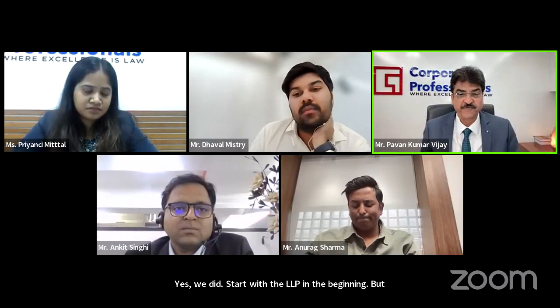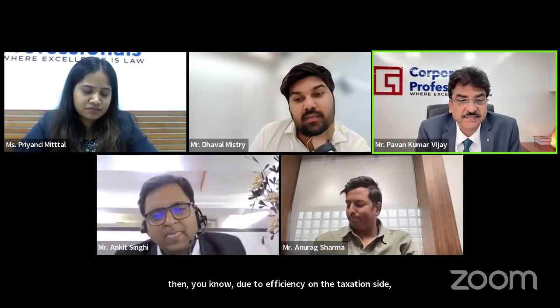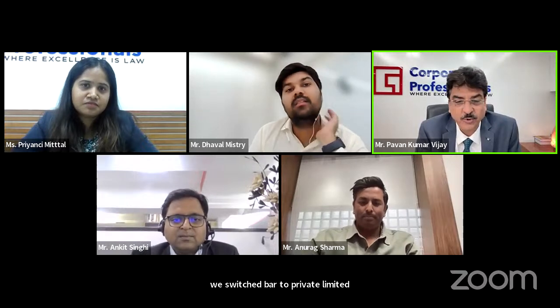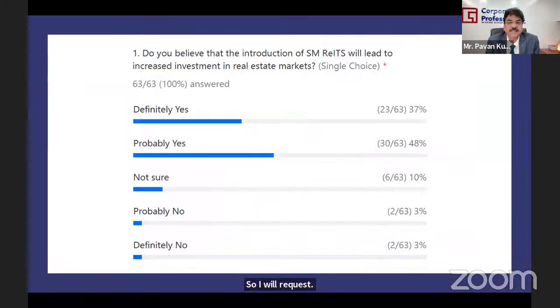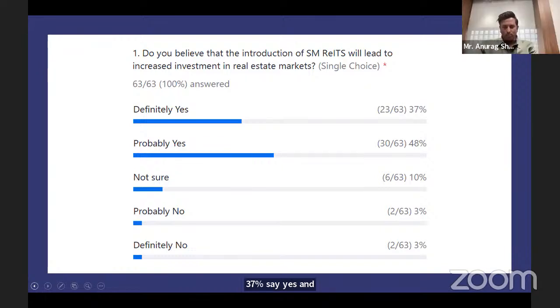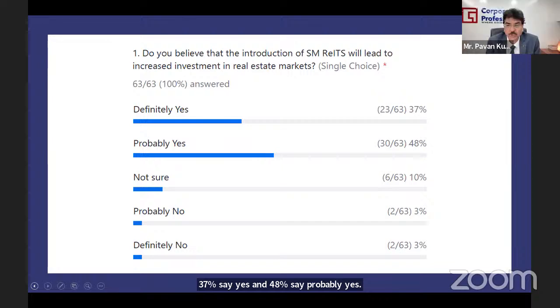Friends, we are doing continuous polls during the session, and we were asking questions. This was the first question: do you believe that the introduction of REIT will lead to increased investment in the real estate market? 37% say yes, and 48% say probably yes. So the majority say yes or probably yes; not sure, and definitely no, are very few. So this is one answer.